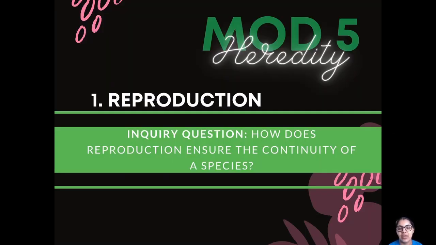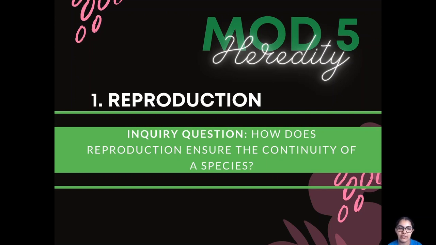Firstly, the first dot point is reproduction, and our inquiry question is: how does reproduction ensure the continuity of species? This is basically what everything comes down to, the continuity of species. It's a really important concept, and I just want to make sure that I highlight that.